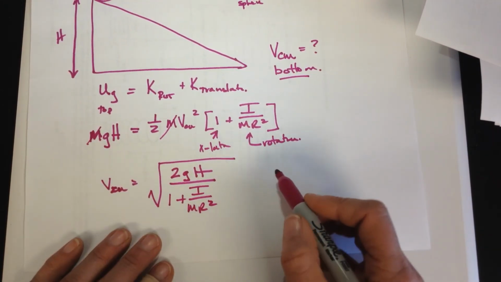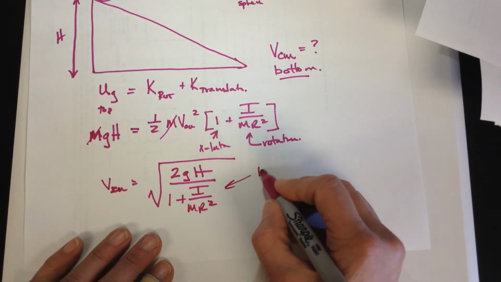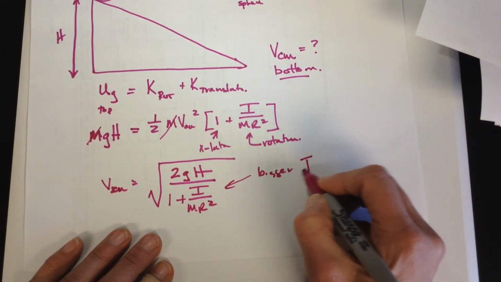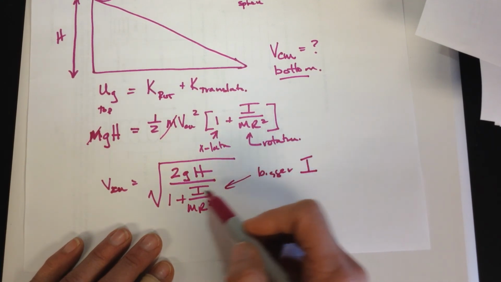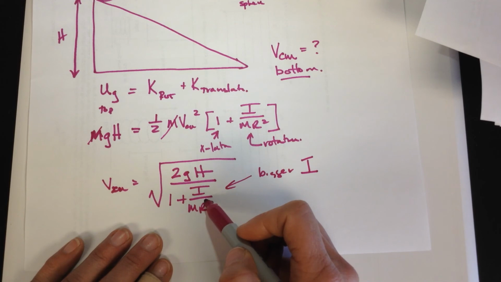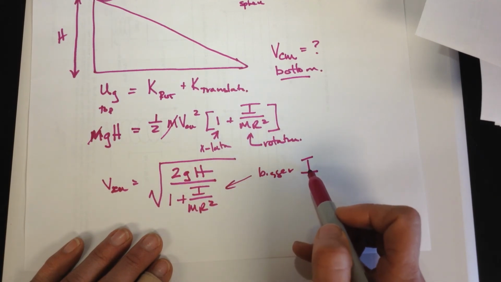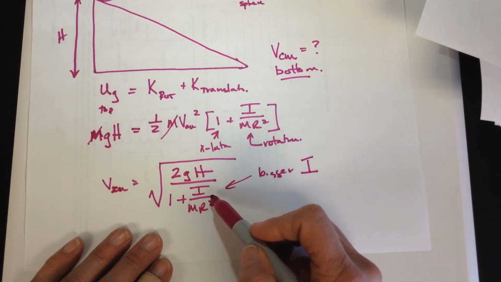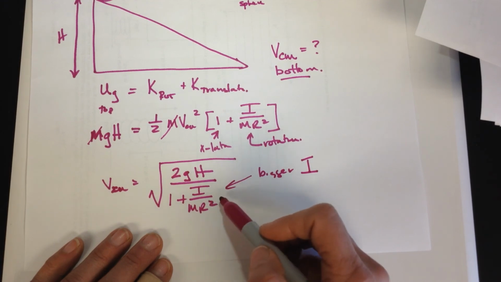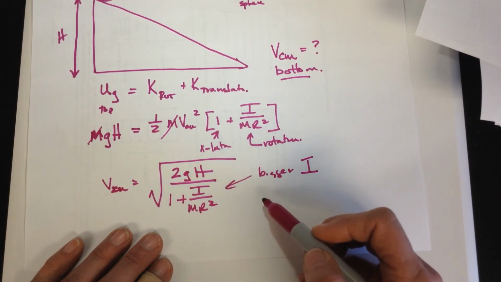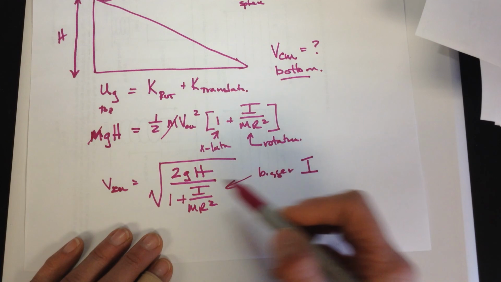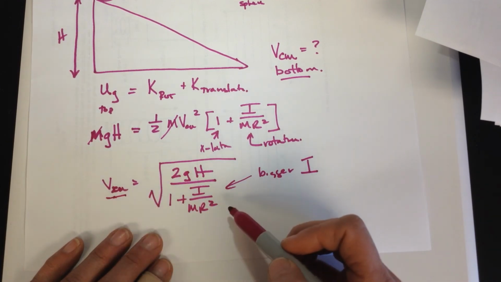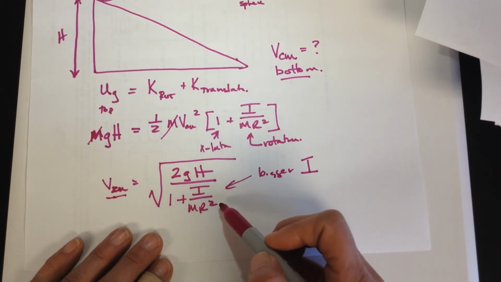So conceptually, what can we see? The bigger the rotational inertia is of our object, the more energy gets transferred into rotational kinetic energy. So if I have more rotational inertia, it's going to have more rotational kinetic energy. That means it's going to be going slower. The velocity of the center of mass is going to be decreasing. The bigger the inertia, the smaller the speed of the center of mass at the bottom. And you can see that from the way this expression is written out.